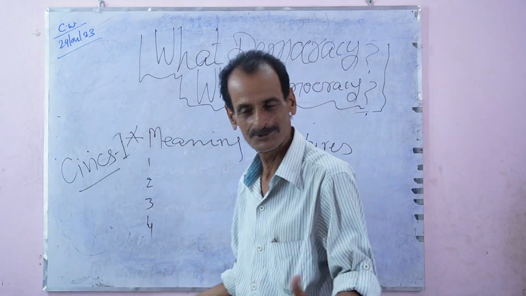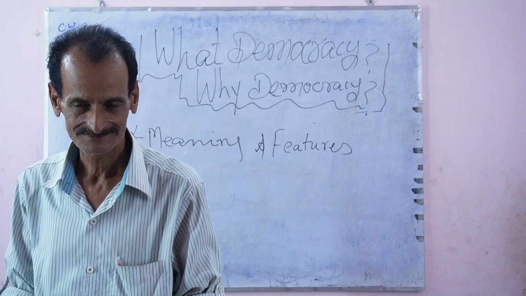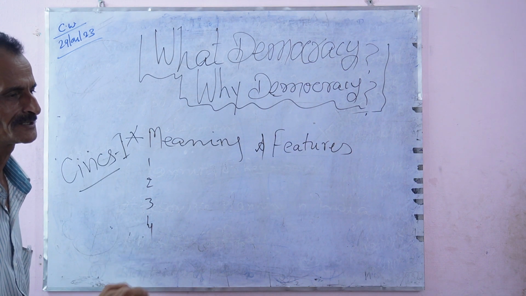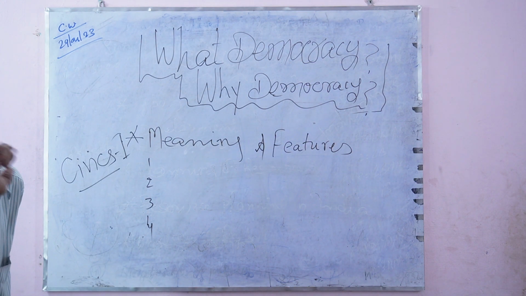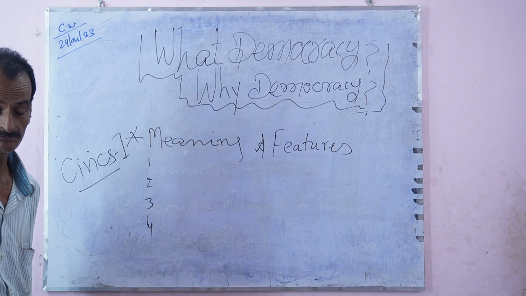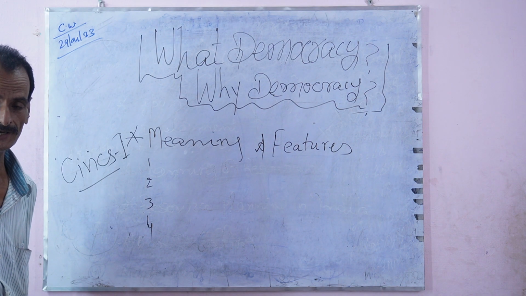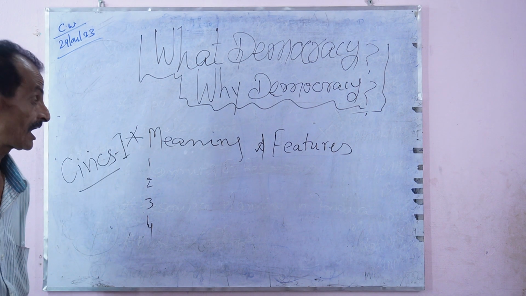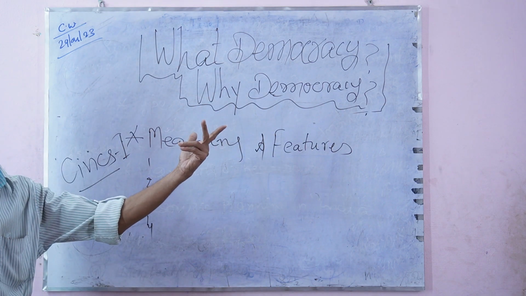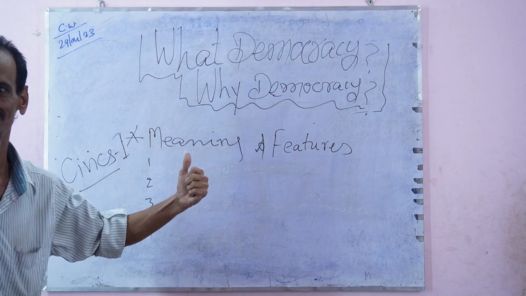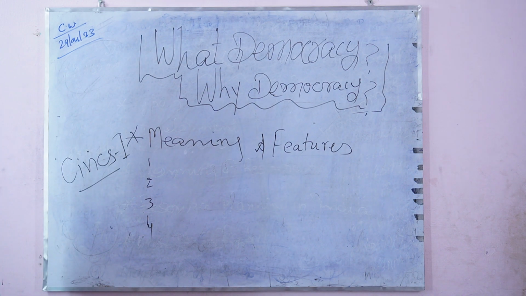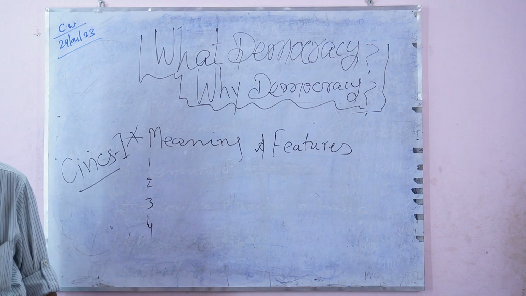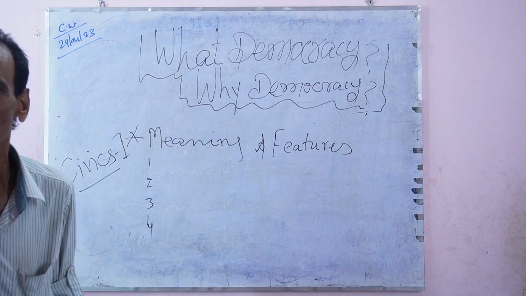Now, your simple definition again. Remember, democracy is that government in which rulers are elected by people. That is simple, no doubt. Inadequate, no doubt. Insufficient, no doubt. But after mixing four features, this definition will become complete. Four features. First feature: democracy is that government in which all the main decisions, final decisions are taken by elected leaders.